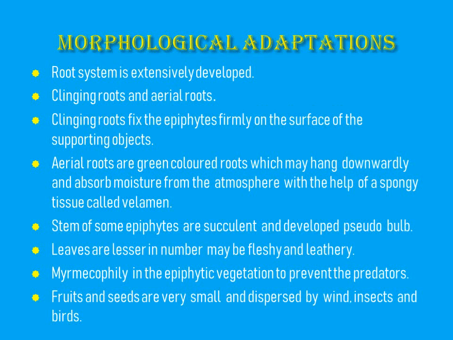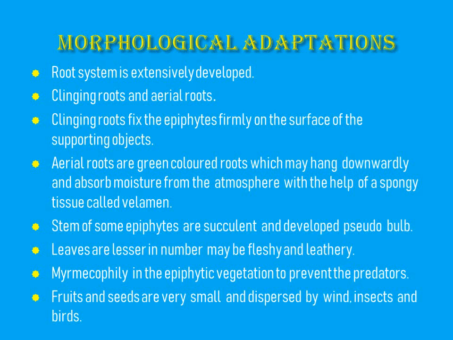Morphological adaptation of epiphytic plant. So the root system is extensively developed and it has two roots, that is clinging roots and aerial roots. Clinging roots fix the plant firmly on the surface of the supporting object. Aerial roots are green colored, hang downwardly and absorb moisture from the atmosphere. It has a special tissue called velamen.